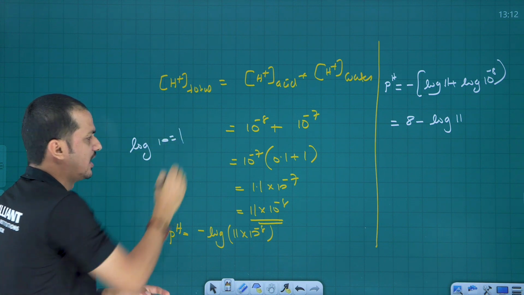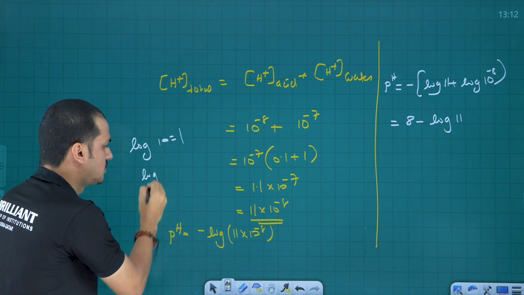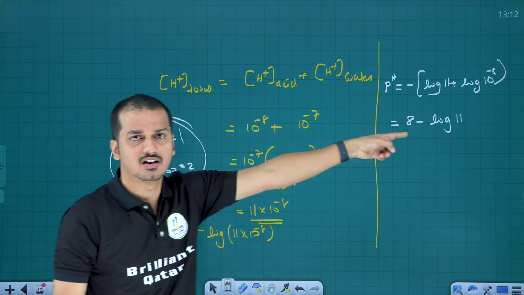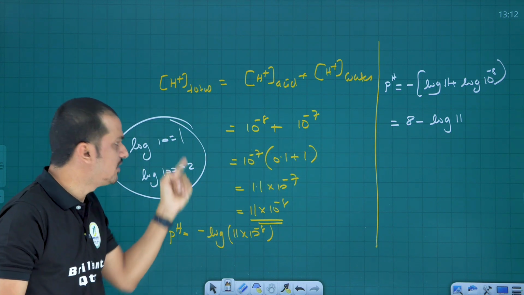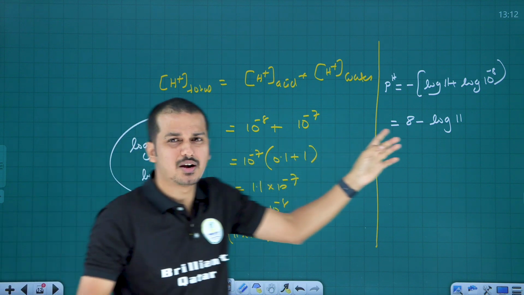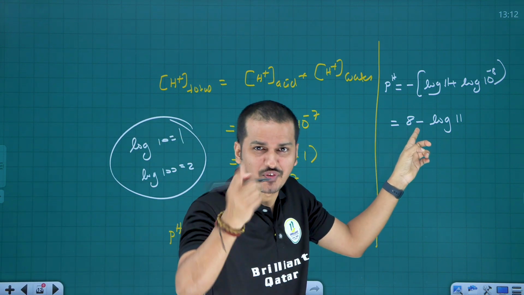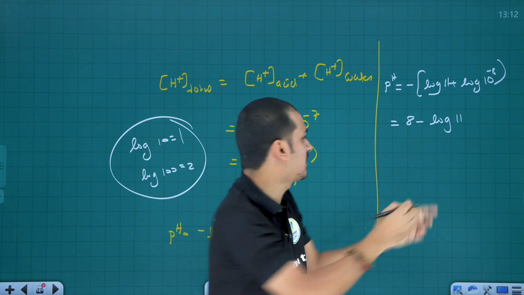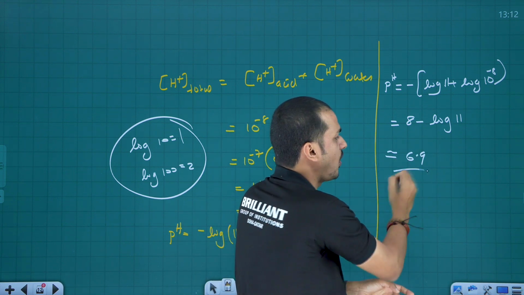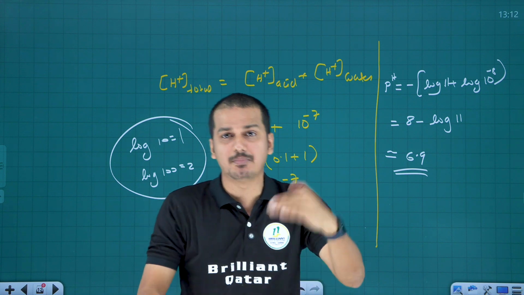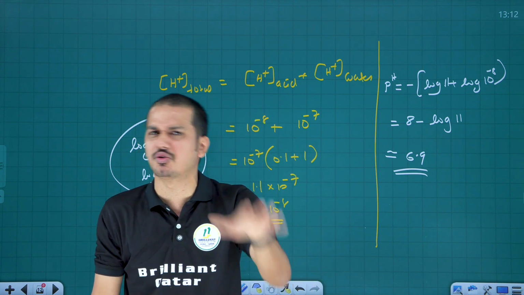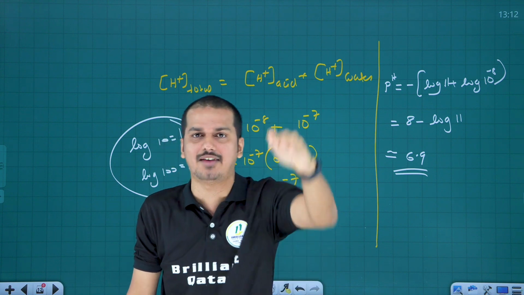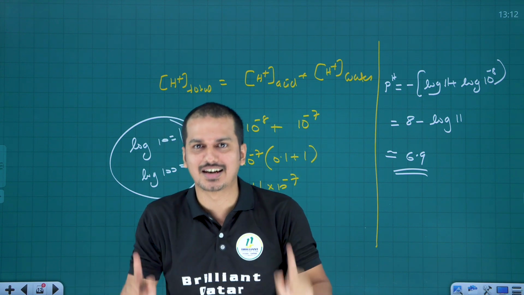Log 10 is 1, log 100 is 2. So log 11 will be in between 1 and 2. That means you are subtracting 1 point something from 8; subtracting 1 gives 7, so subtracting 1 point something gives approximately 6.9. That range of answer will come. So for the pH of a very dilute acid, you don't need to calculate; you can simply check. The answer will be just less than 7. Clear?